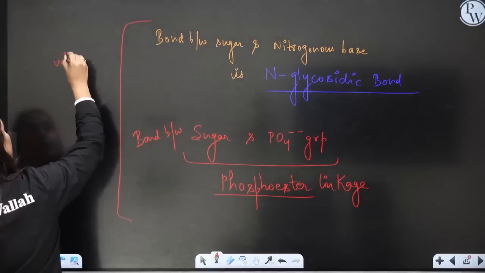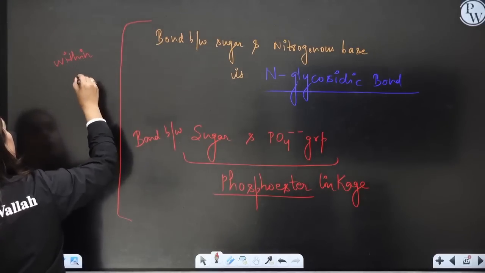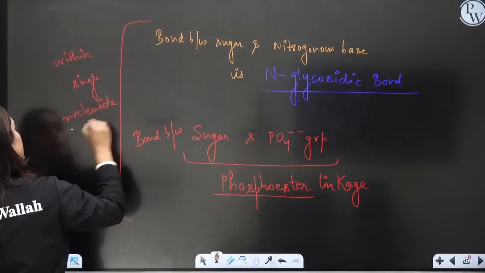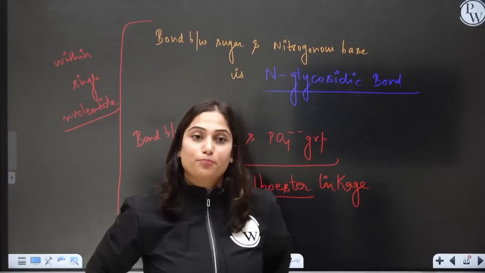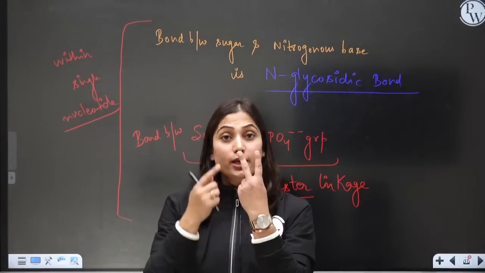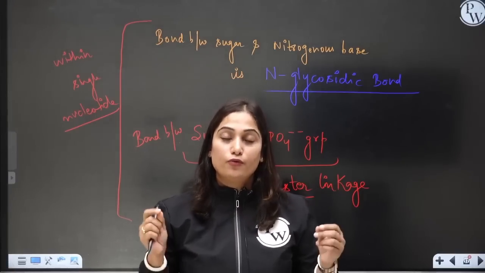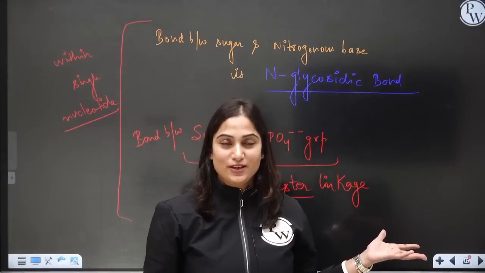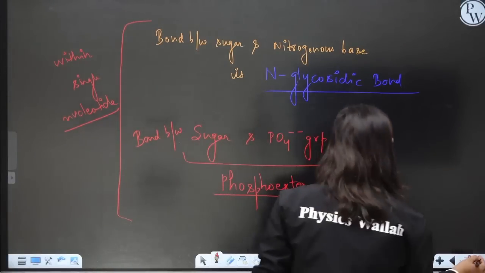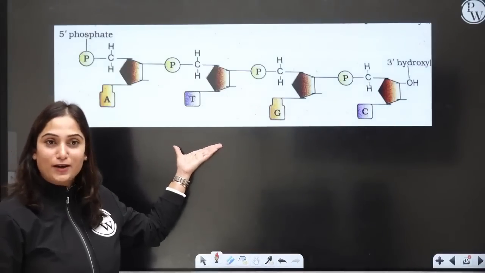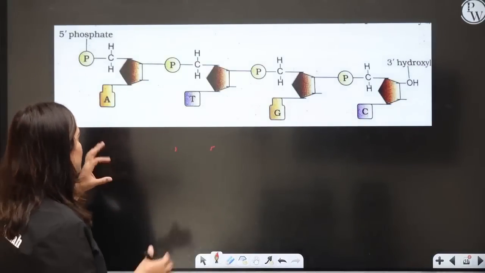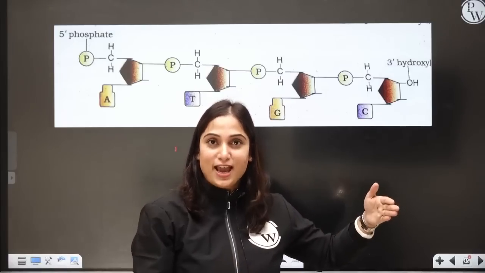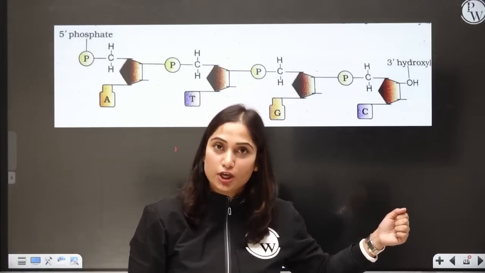Within a single nucleotide, we have N-glycosidic bond and phosphoester bond. Okay, between two nucleotides, we have phosphodiester bond. And we will do many questions associated with this topic in the MCQ section. So this is the diagram of NCERT, as you all must know. So let's understand what happens when nucleotide attaches and forms a polynucleotide chain.